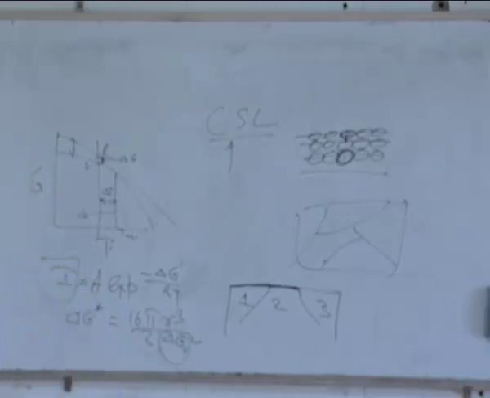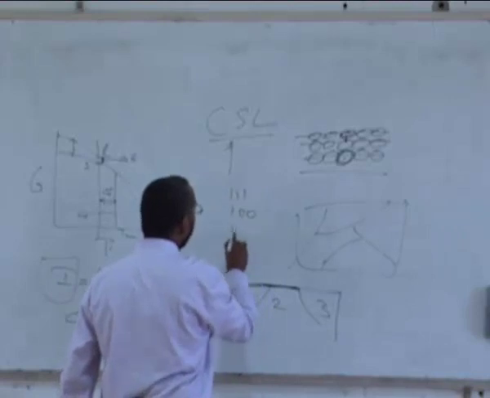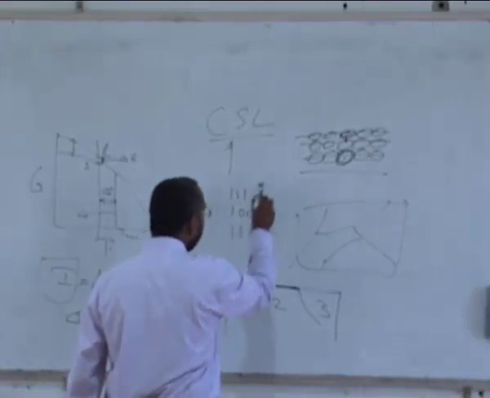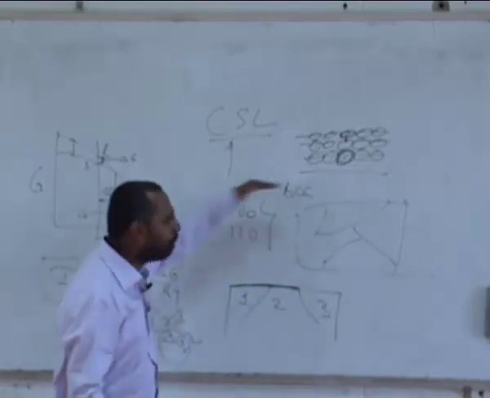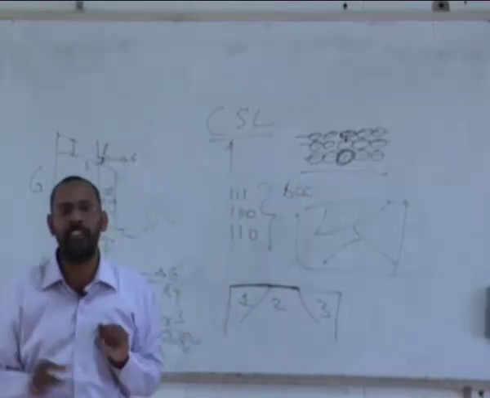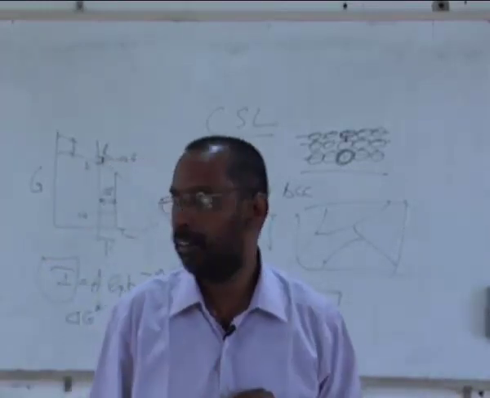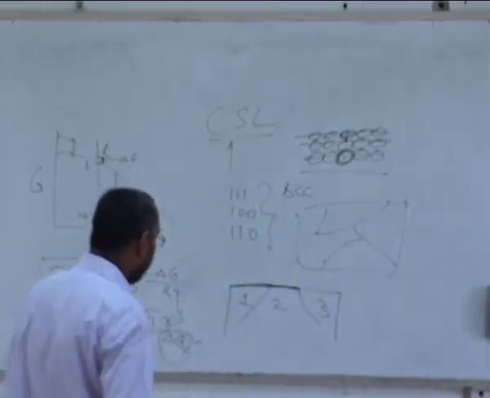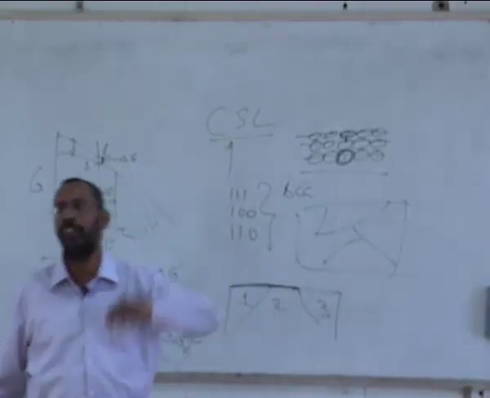Surface energy is always energy per unit area, right? So the surface energy for the 111 plane will be different from the 100 plane and the 110 plane, and it will be different for different unit cells. If it is BCC, it will be different. 111 of BCC will have a certain surface energy, and 111 of FCC will have some other surface energy. As a result, these 3 grains have surfaces with 3 different surface energies.